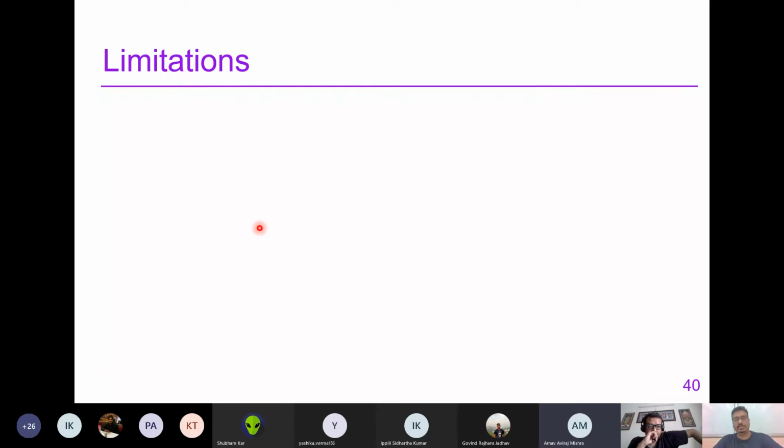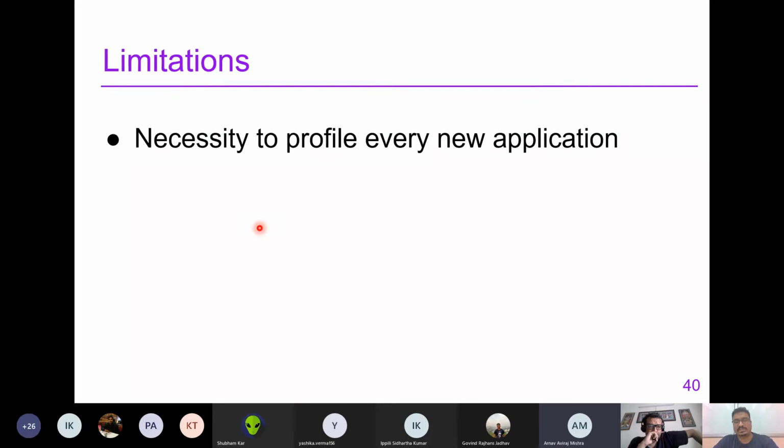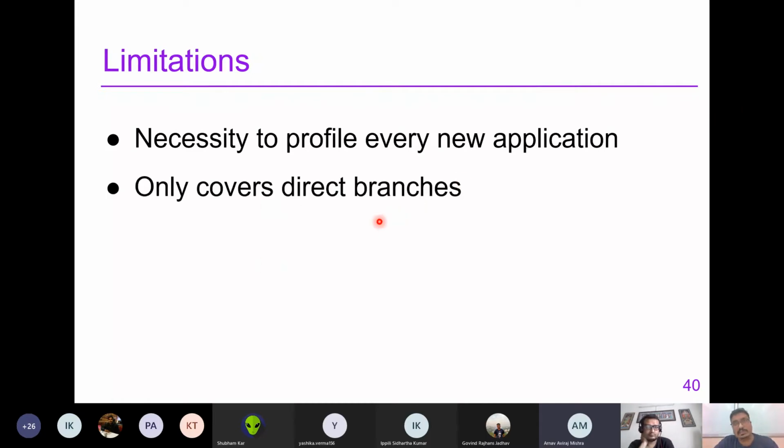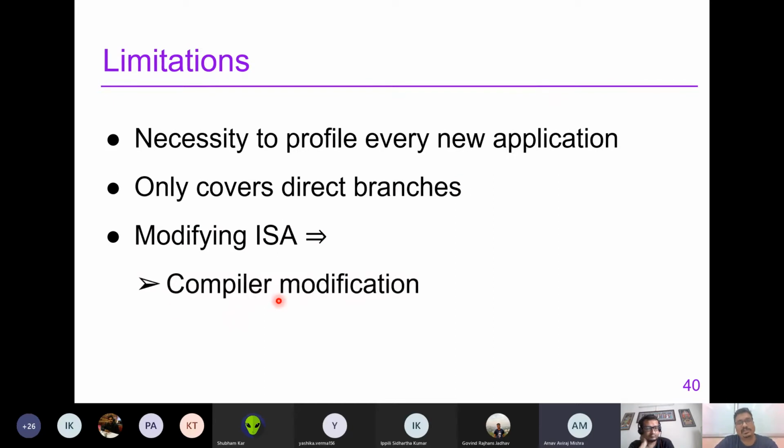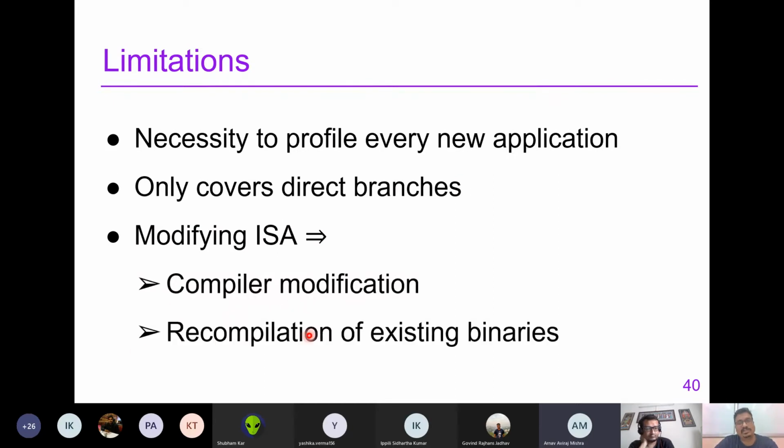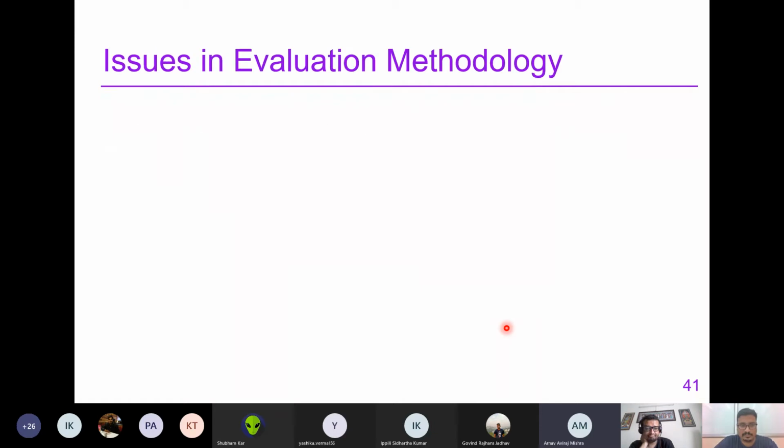Now let's take a look at the limitations of this particular proposal. Since this is a profile guided proposal, or profile guided prefetching, there is a necessity to profile every new application which we want to run with this particular architecture, and it only covers direct branches. And this is modifying the ISA. That means we need to do compiler modifications, and we also need to recompile. Recompilation of existing binaries is also needed.